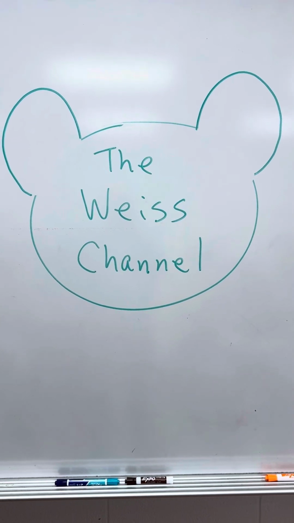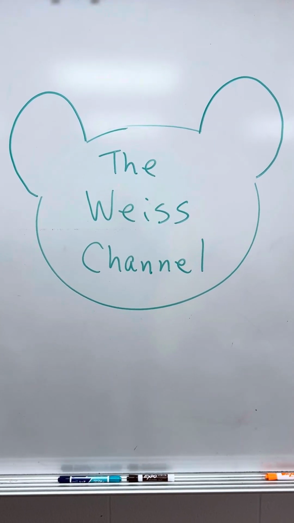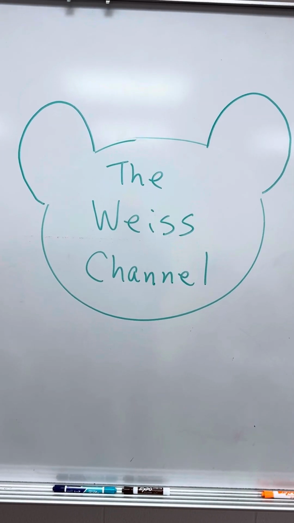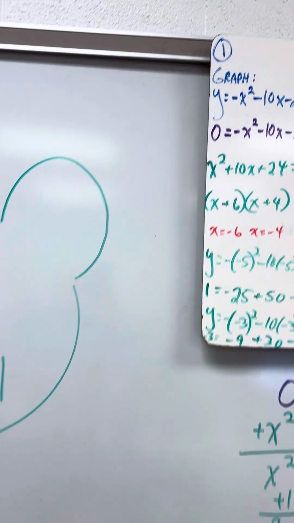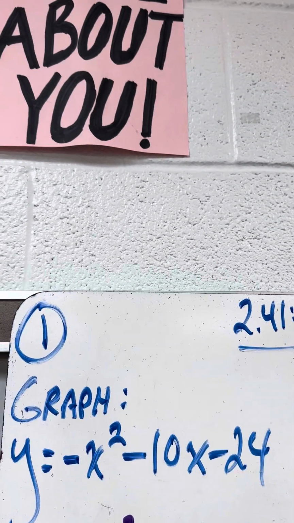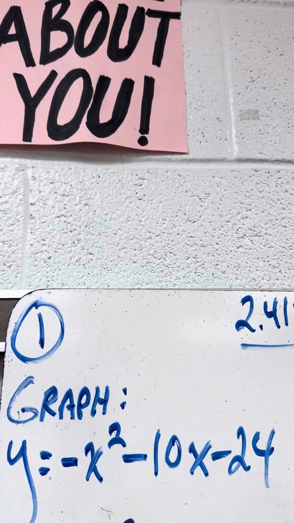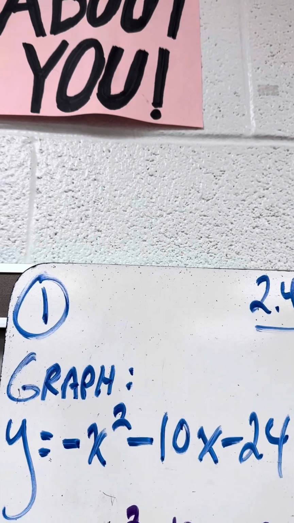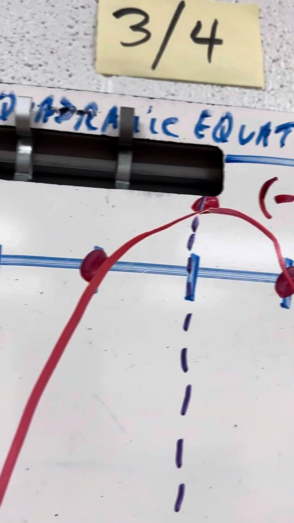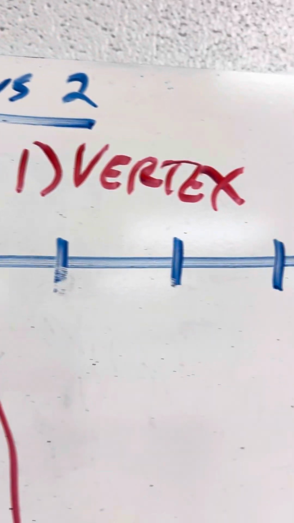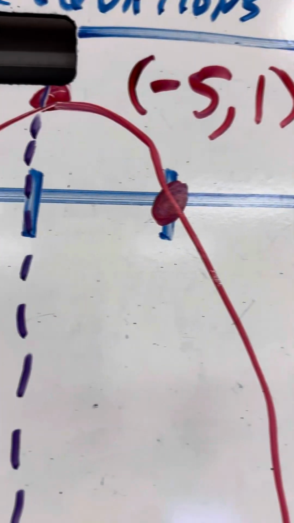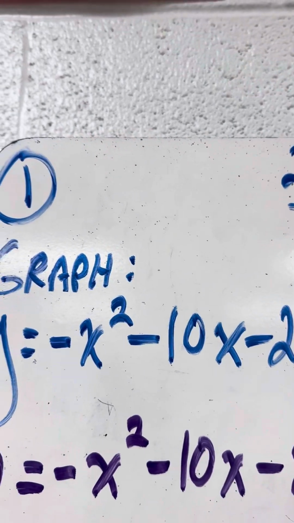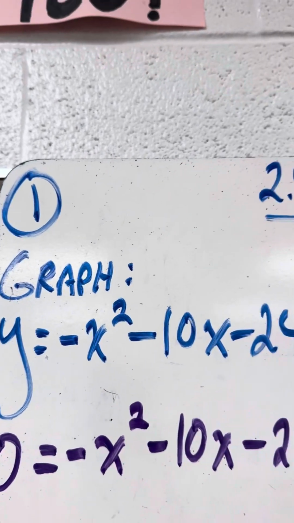Today we're going to graph quadratic equations, but we're going to do this in a much simpler way. For example, if we say graph y equals negative x squared minus 10x minus 24, the first thing we're going to do is find out where the zeros are, meaning where they cross the x-axis. In other words, where y is 0, so I'm going to put 0 in for y.